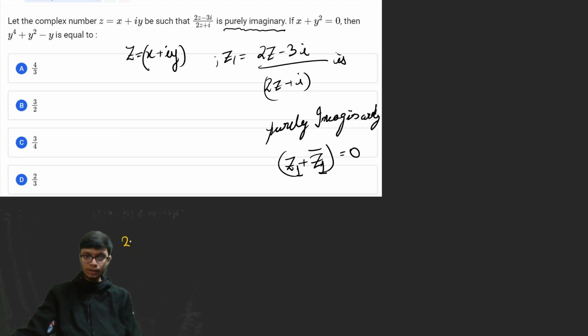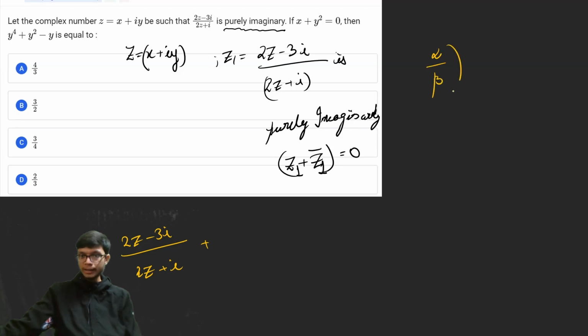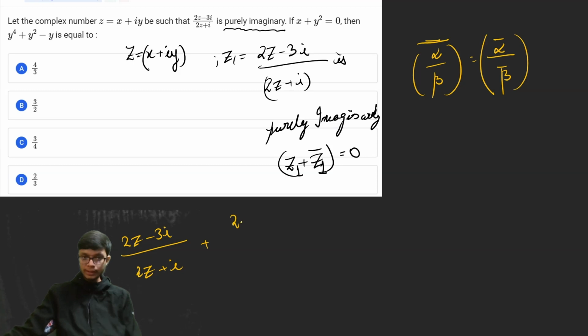So from here, if I calculate the result, that is 2 times (z minus 3 iota) divided by 2 times (z plus iota) plus 2 times... And if you know this particular result, that is, for example, if a complex number alpha and beta, taking the conjugate of the entire complex number is equal to alpha bar by beta bar. Therefore, you can apply this same concept over here, and this will become 2 times (z bar plus 3 iota) divided by 2 times (z bar minus iota). So this value is equal to 0.